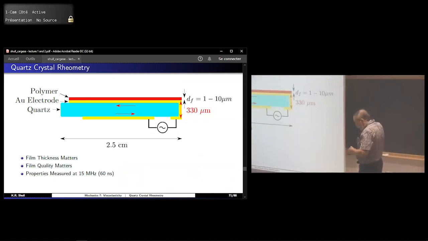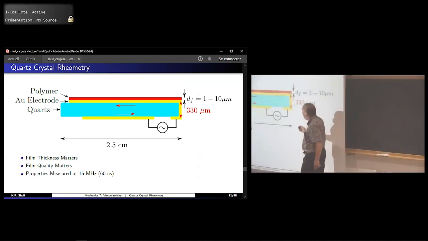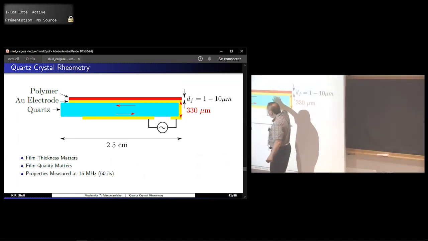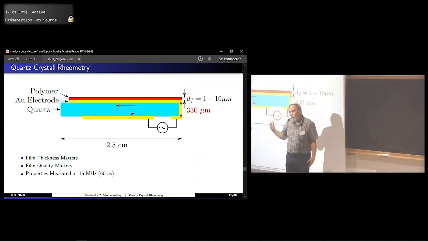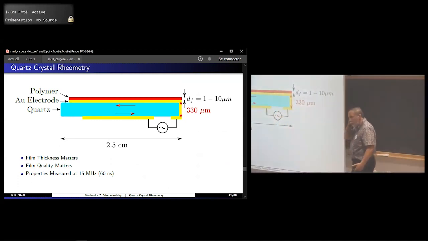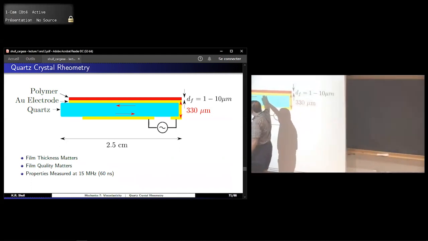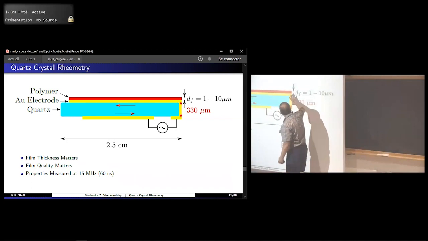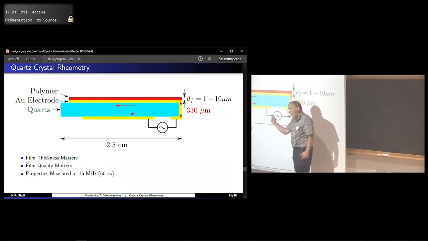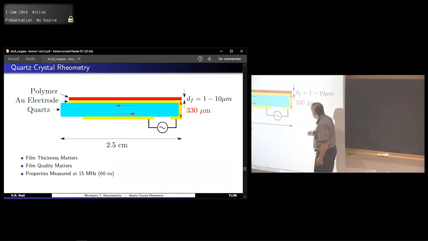Okay, so this is what the rest of the talk is really going to be about. How do we get these shear waves? How do we actually excite them? This is a picture of what is commonly called a quartz crystal microbalance. A lot of you may have heard of this as a very sensitive way of measuring mass in materials. This is single crystal piezoelectric quartz. It's a pretty thin disk, about 2.5 centimeters in this dimension and a third of a millimeter, 330 microns, in this dimension.